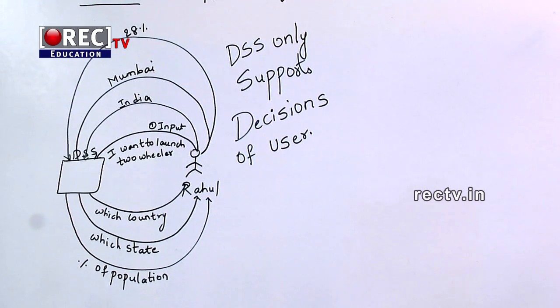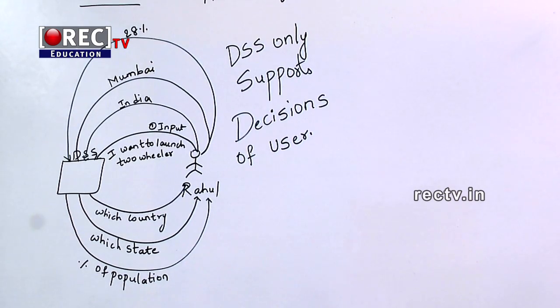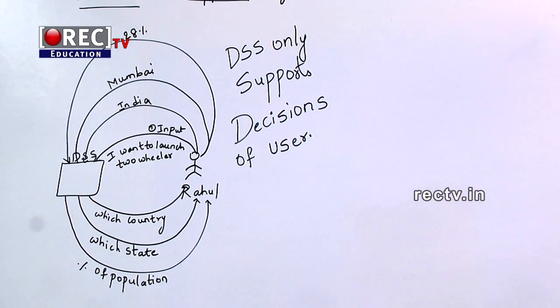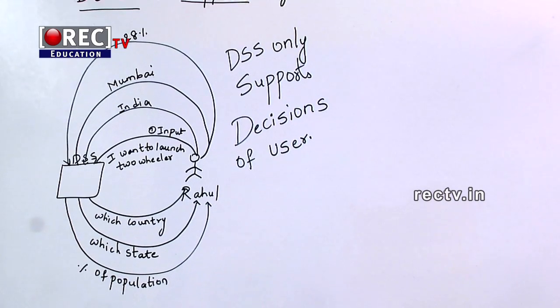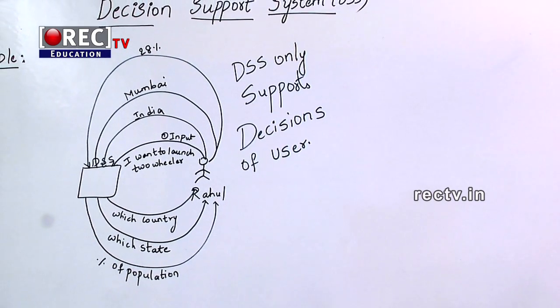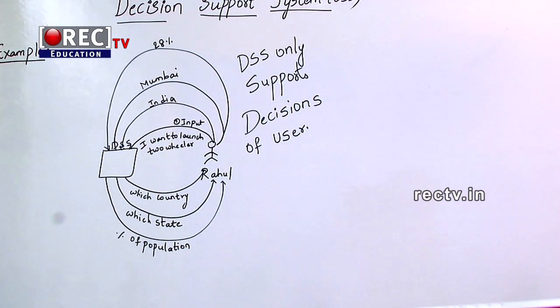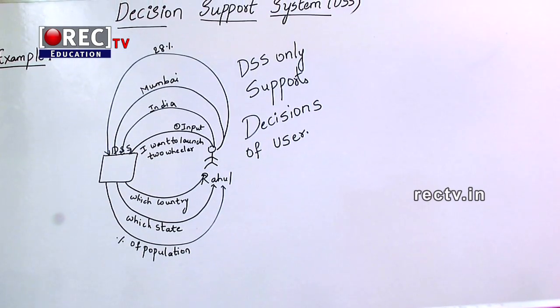And if there is no answer, it will ask again, in which country? Again Rahul gives his answer as an input, that is India, and again it will ask which state. Rahul says Mumbai, and what percentage of population, and it is 28%. Here the questions are asked until it is not necessary to ask any further questions, and the DSS can give the answer to the user. Here the user is Rahul.